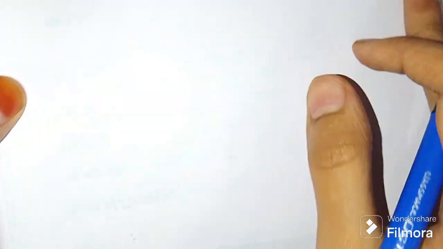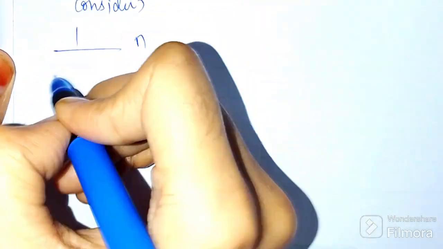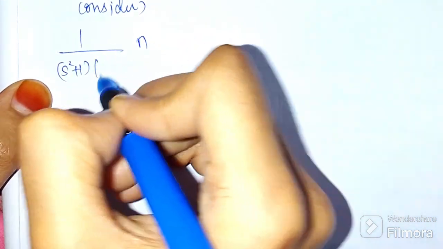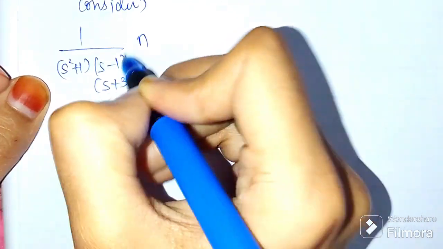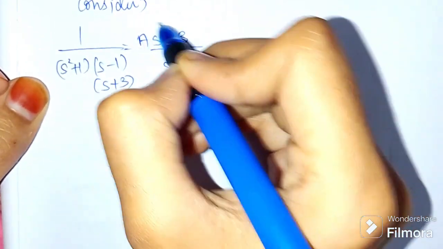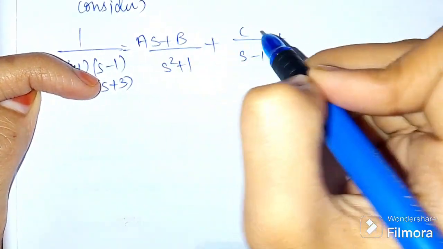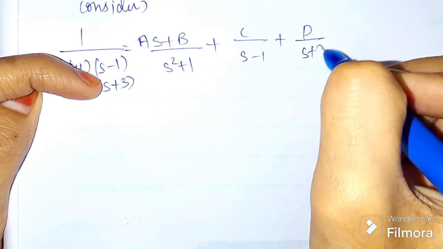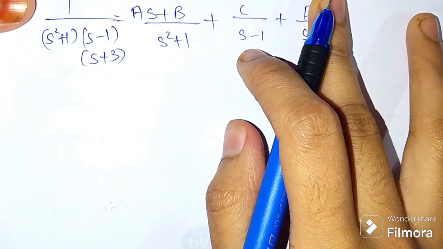Consider 1 by (s square plus 1) into (s minus 1) into (s plus 3) as (as plus b) by the quadratic, because this quadratic I took linear. Because these are linears, I am taking constants a, b, c, d. Okay. So now how should we solve?